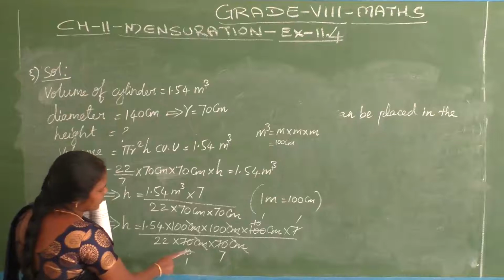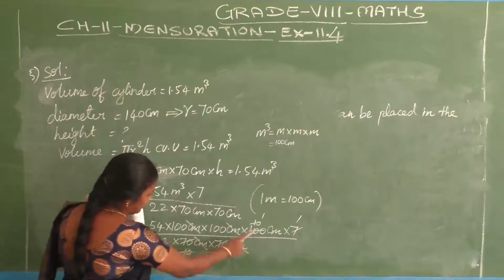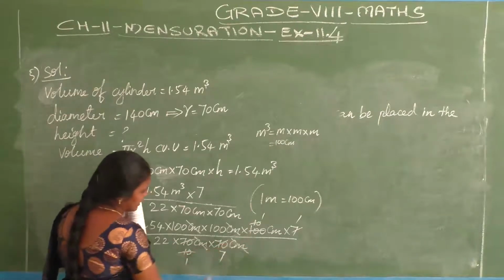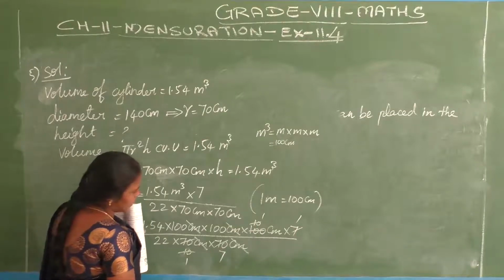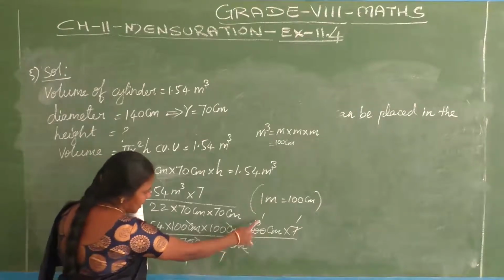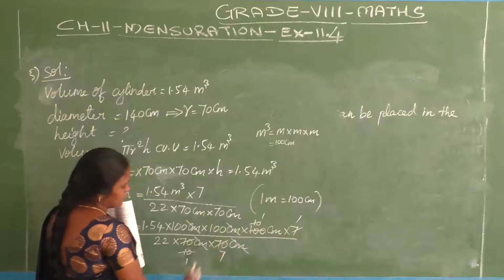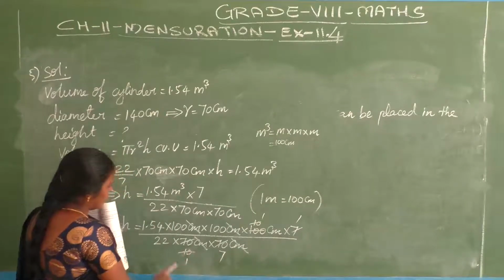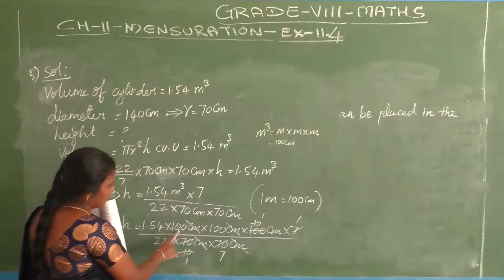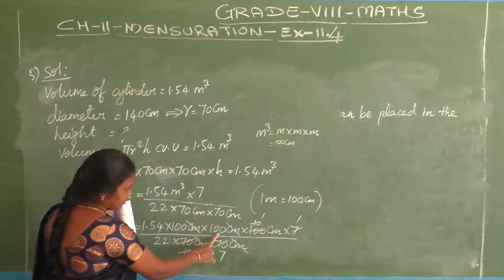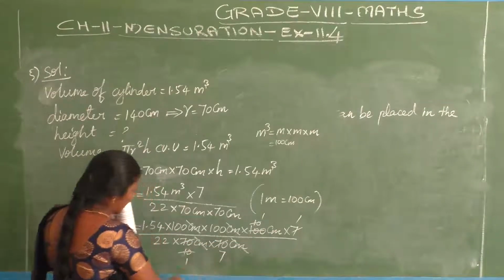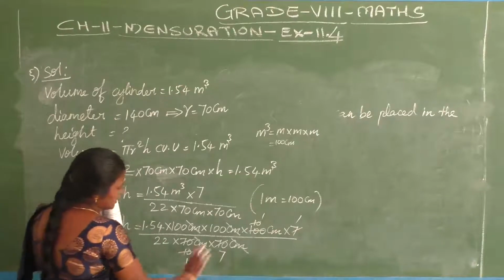Again I cancelled this 10 and this 100. 1 10 is 10, 10 tens are 100. Again what I did? This and this. 1 10 is 10, 7 tens are 70. So which is remainder? 1.54 into 100 into 100 centimeter by 22 into 7. Clear?